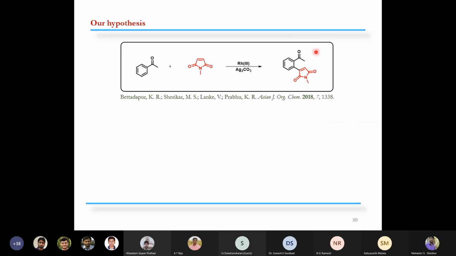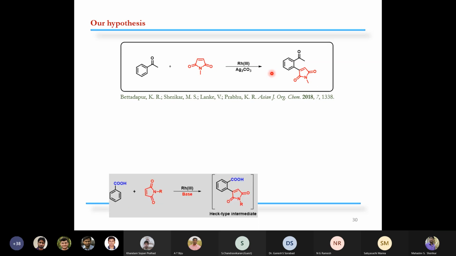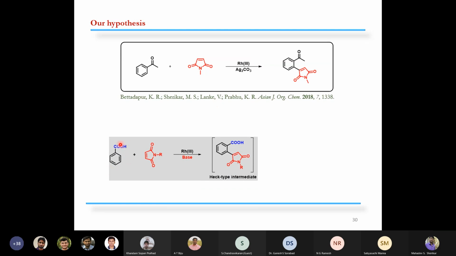And previously, as I told you, we have reported the first HEC type reaction of maleimide with acetophenone under rhodium and under basic conditions. So by being inspired by this work, we thought we can couple benzoic acid at the double bond of the maleimide under basic condition, so we can get the HEC type product. We can call this an intermediate, because at high temperature this acid group can undergo decarboxylation, so that we can get the direct decarboxylative product, that is 3-arylated maleimide. While just lowering the temperature, we can get the 1,4 addition product, that is a spiro compound.